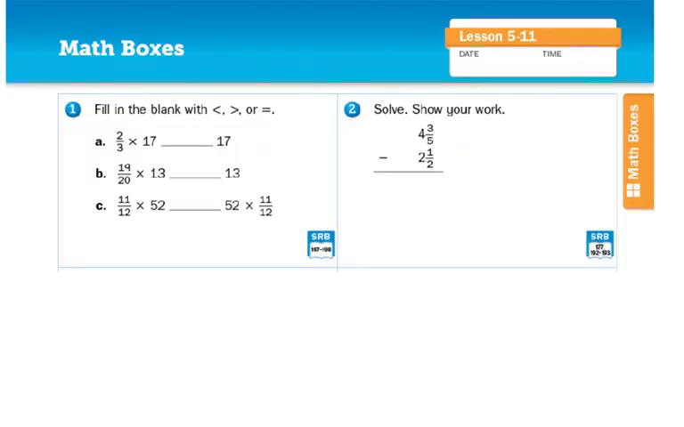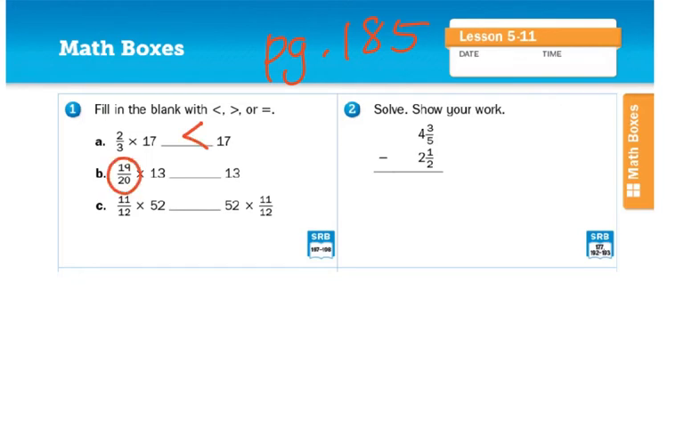All right, let's move on to math boxes. That was a really quick page for that. So let's move on to math boxes. And this would be on page 185. Page 185. You are going to fill in the blank with less than, greater than, or equal to. So if you multiply a whole number times a fraction, are you going to end up with a number greater than, less than, or equal to what you started with, the 17? Less than.